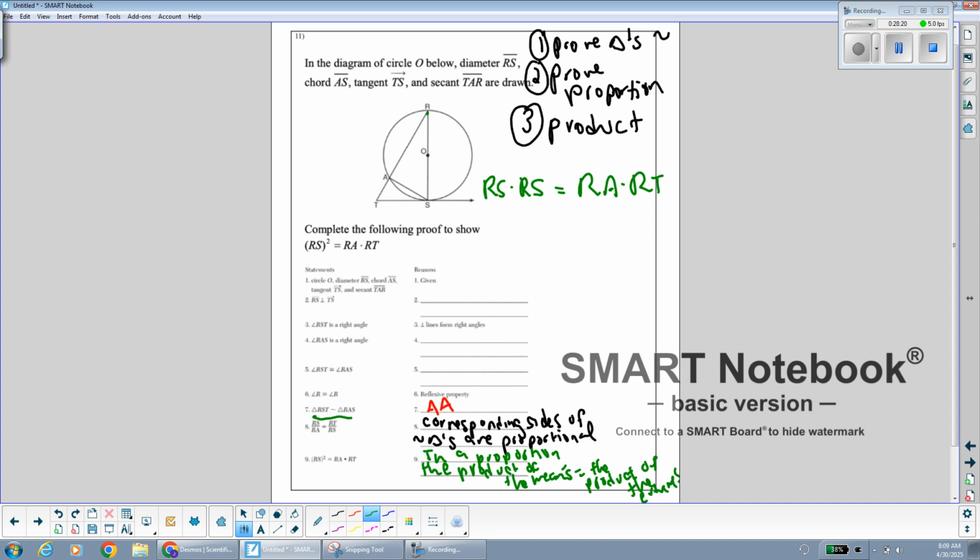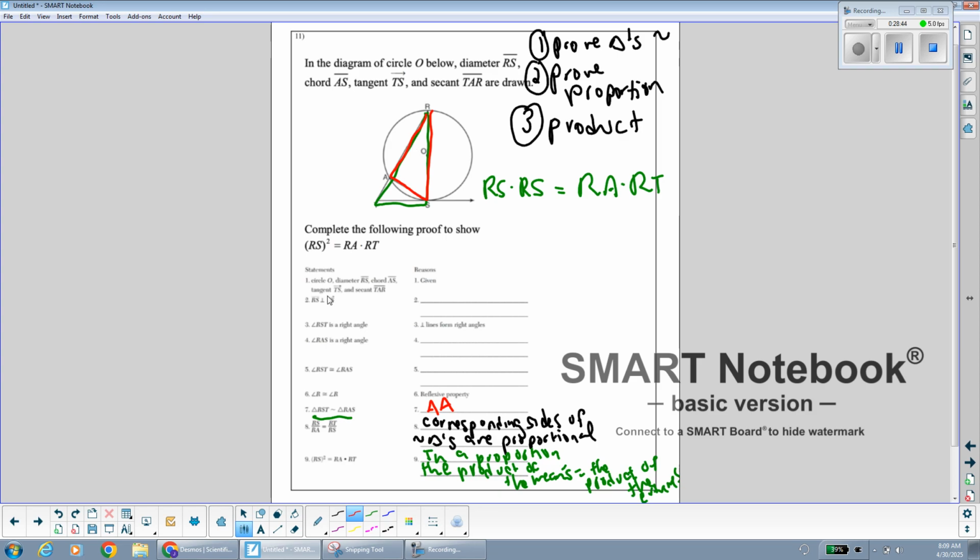Well, RST is the whole big triangle. So you might have been confused. You might have thought that you were proving the 2 smaller triangles similar. And RAS. Okay, so the big green one and the still large but smaller red one.